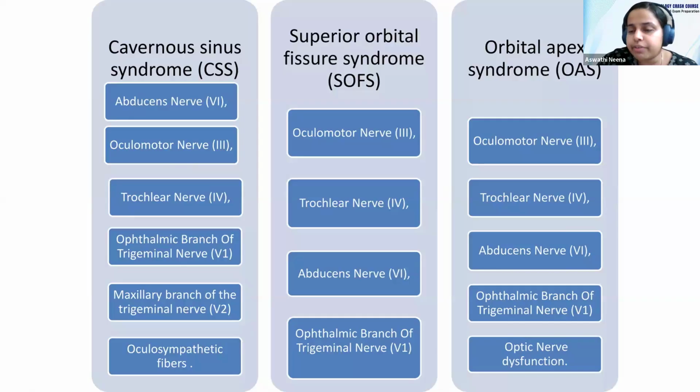Another main differential that examiners expect from you is how to differentiate between cavernous sinus syndrome, superior orbital fissure syndrome, and orbital apex syndrome. Everything that I just described in cavernous sinus syndrome can be seen in superior orbital fissure syndrome, except the V2, or the maxillary branch of the trigeminal nerve involvement, and the Horner syndrome. Now, if you go for orbital apex, you will have all of that in superior orbital fissure syndrome added with optic nerve dysfunction. This is important to know.